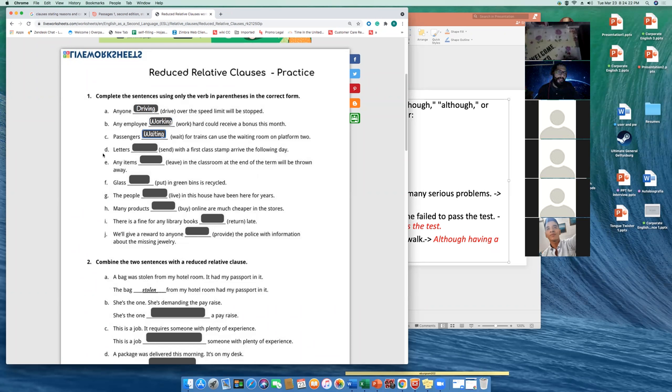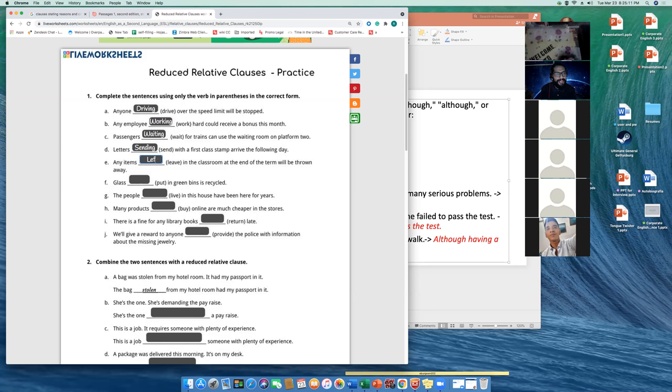All right. And now D. Letters sending. Sending with a first class stamp arrive the following day. All right. Any items leaving in the classroom. Any items. Leaving in the classroom at the end of the term will be thrown away. Oh, well, any items in this case, it would have to be items. Yes.